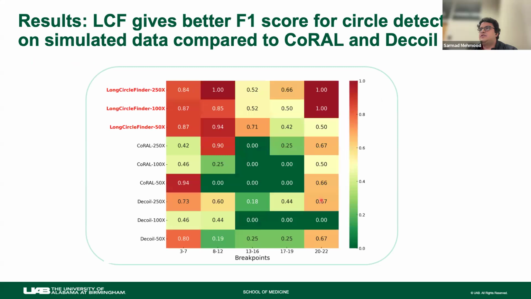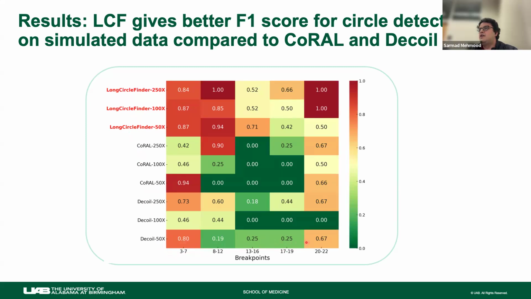Coming to the results section, this is a heat map showing the F1 score. F1 score is the harmonic mean of sensitivity and precision. On the y-axis, we can see the three algorithms: Long Circle Finder, Coral, and Decoil, for the coverages 250x, 100x, and 50x. On the x-axis, we can see five columns for the breakpoints, from 3 to 22.